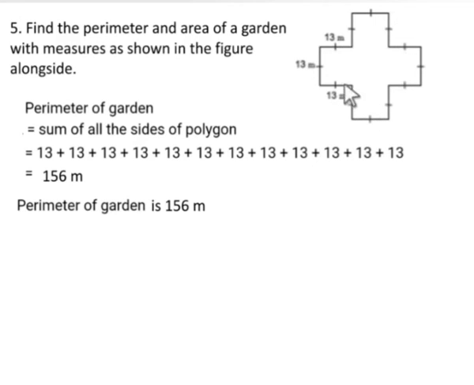Now we have to find the perimeter. So the shape of the garden is in the form of a polygon. So we will use the formula: sum of all sides of the polygon. So how many sides are there in all? 1, 2, 3, 4, 5, 6, 7, 8, 9, 10, 11, 12. And each side is 13 meters. So we will add 13 twelve times, or you can multiply 13 with 12. You will get 156 meter. Hence the perimeter of the garden is 156 meters.